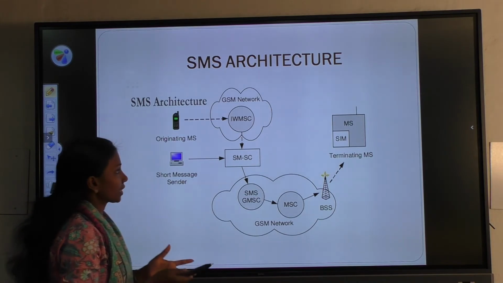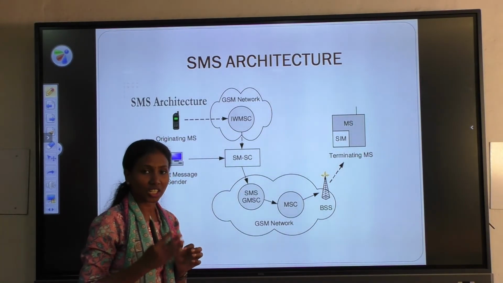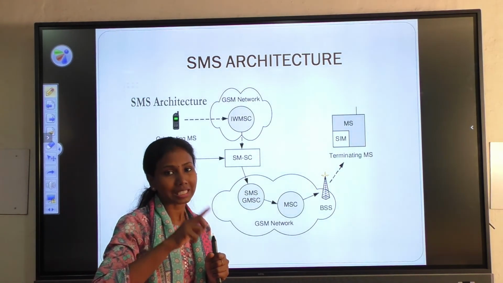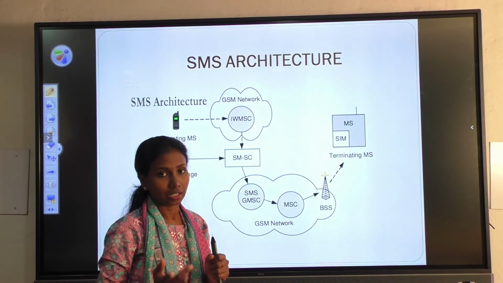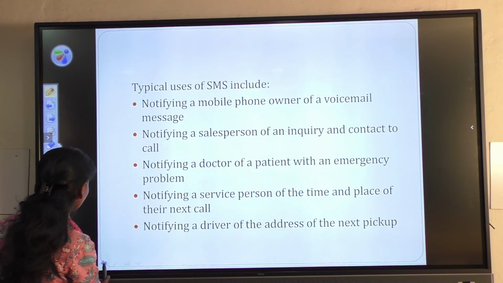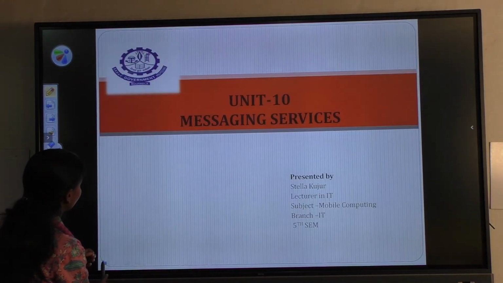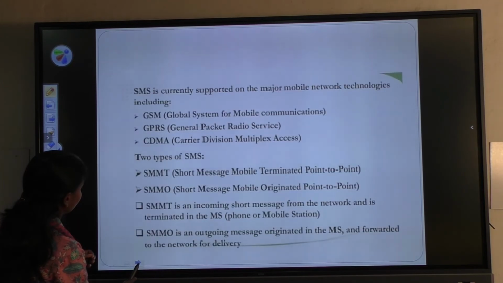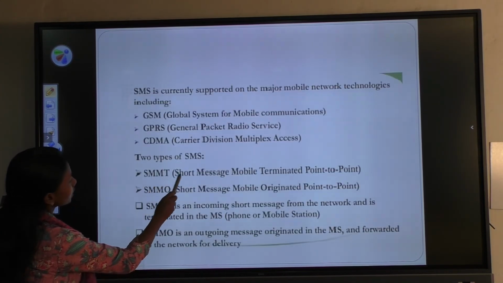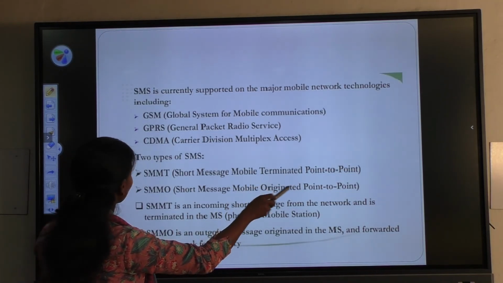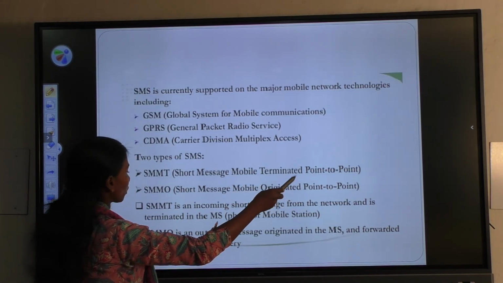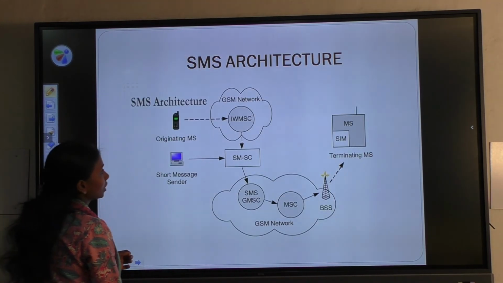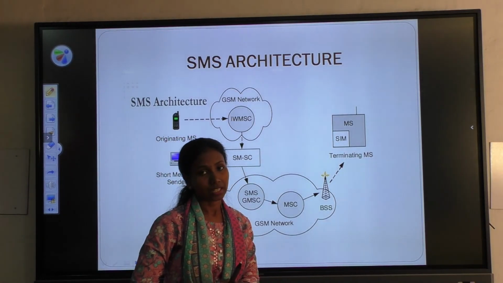So for today's class, this much. In the next class, we will learn how the flow goes from the sender to the receiving end, SMMT, short message mobile terminating point to point, and short message mobile originated point to point, and how it flows. Okay, so for today's class this much, and thank you all.